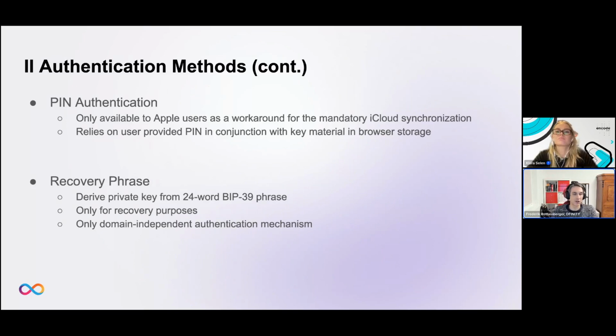And then, of course, as a third option, we have the recovery phrase, which is essentially a 24-word BIP39 phrase from which we can derive a private key as well. And it's only for recovery purposes. So if I recover using a recovery phrase, I will automatically end up in the recovery wizard that prompts you to register a new passkey, so that the next time around you don't have to provide the recovery phrase again. And it's also the only domain independent authentication mechanism, which of course is also a risk a little bit because it makes it phishable. So never ever enter your recovery phrase anywhere else than in internet identity.